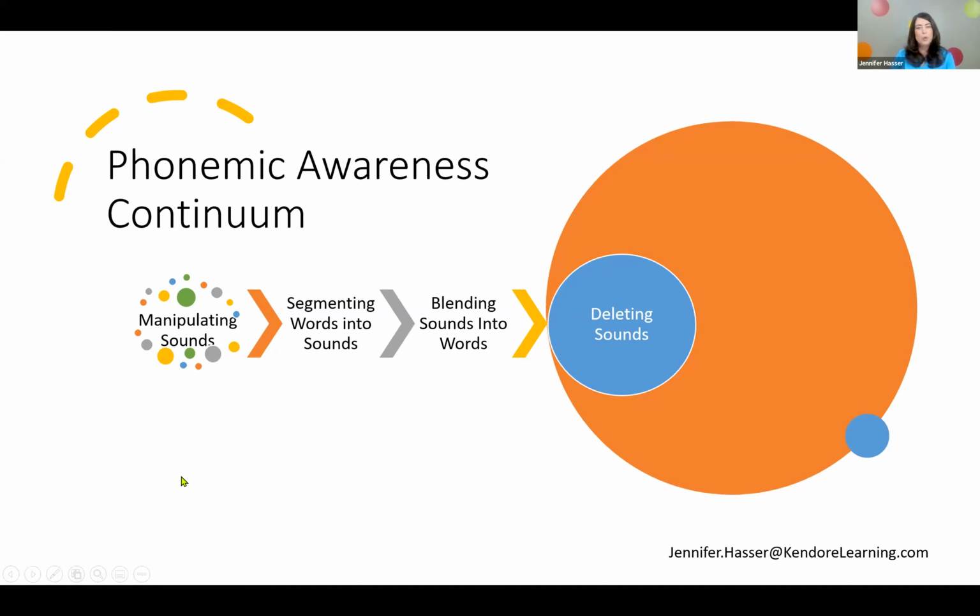So in the phonemic awareness continuum, we've got manipulating sounds, so pat to hat to mat, right? Segmenting words into sounds, where we can say how many sounds are in pat and they can pull those apart, blending sounds into words, and then deleting sounds. So when we're doing all of these things, we want to make sure that kids can hold all of these in their working memory, that they can manipulate them, and it's going to impact their ability to read, spell, but most importantly, it's going to impact their vocabulary.